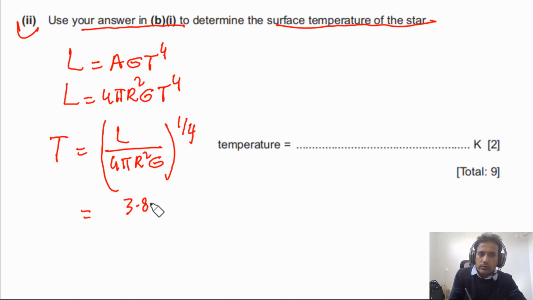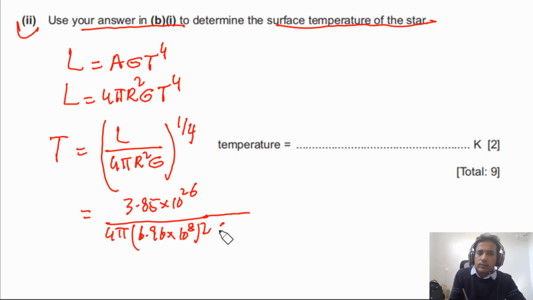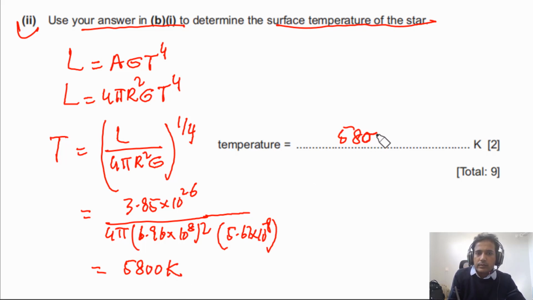So we have luminosity 3.85 times 10 to 26, and here we have 4 pi, and the value for r is given to us, 6.96 times 10 to 8, squared. We need to multiply this with the Stefan-Boltzmann constant, that is 5.67 times 10 to the minus 8. Now if we solve this one, we will get about 5800 Kelvin to two significant figures. So this is our final answer, and this is how we can answer these questions.